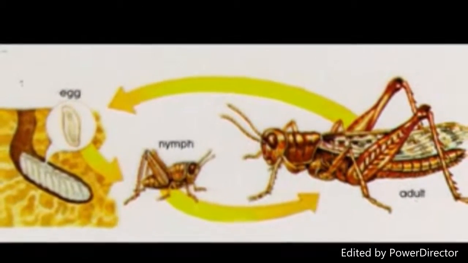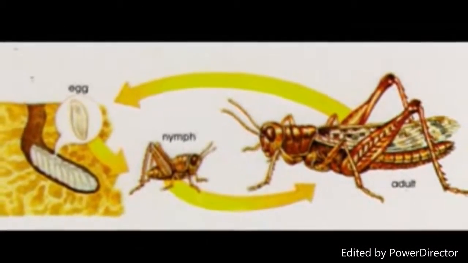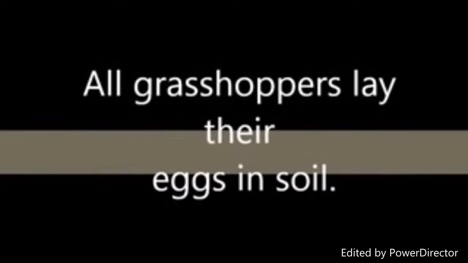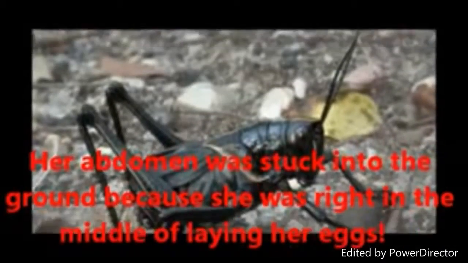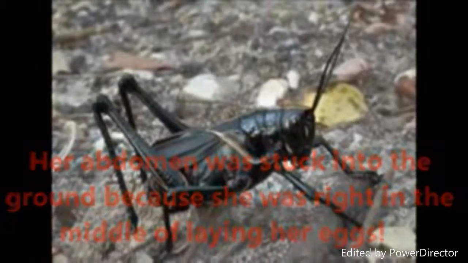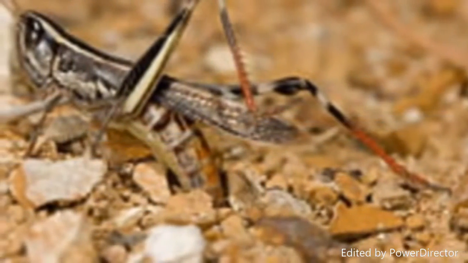The eggs remain underneath for about 10 months in autumn and winter before hatching into nymphs during spring or in the initial days of summer. The nymph. This is the second stage of the grasshopper's life cycle and the initial stage during which a young grasshopper sees the outside world.